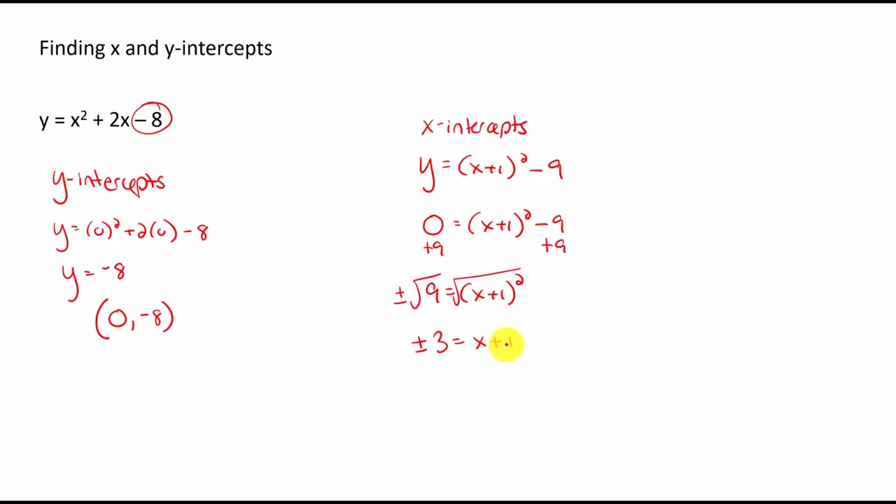So I need to move my 1 over. So I have plus or minus 3 minus 1 equals x. And this just means I need to do this twice. I need to do +3 minus 1, and I need to do -3 minus 1. So +3 minus 1 is 2, and -3 minus 1 is -4. So those are my x-intercepts, but we're going to write those as (2, 0), because we plugged 0 in for y, and (-4, 0), because we plugged 0 in for y, and these were the two x values. So I want you to write x and y intercepts as coordinates.